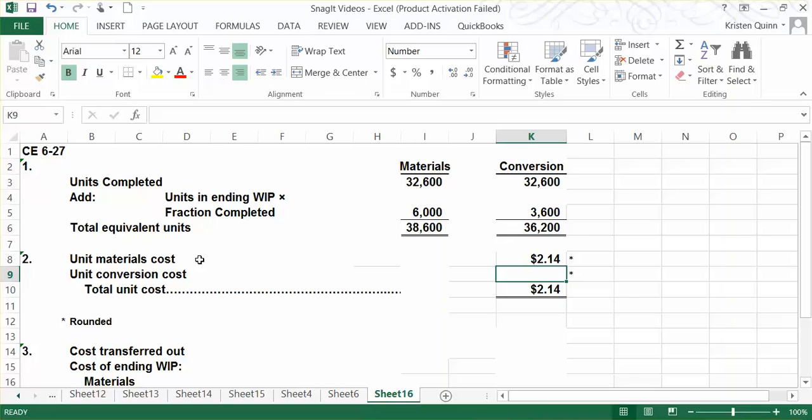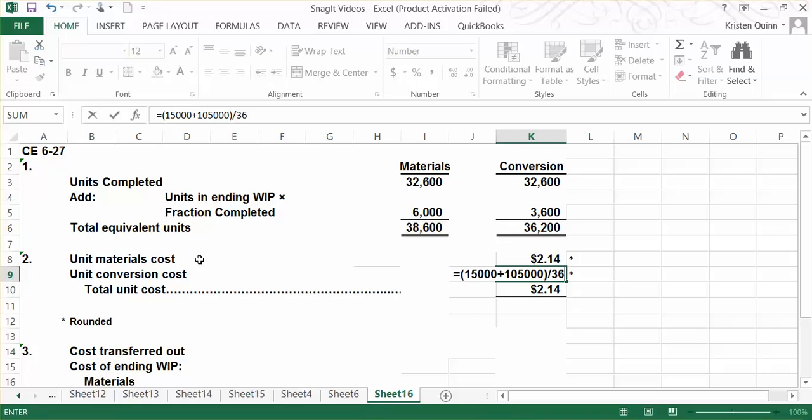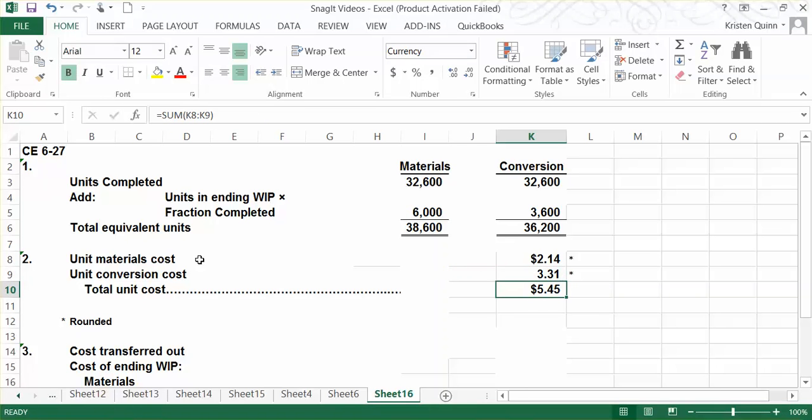We will now do the same process for conversion. Our total conversion cost associated with our work in process was $15,000. The total conversion cost that was added during the period was $105,000. And we will divide that by the total number of equivalent units just for conversion, which equaled 36,200. That gives us an equivalent unit rate for conversion of $3.31. Again, both of those equivalent unit rates have been rounded.